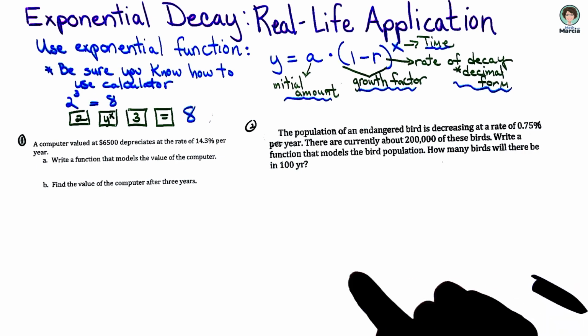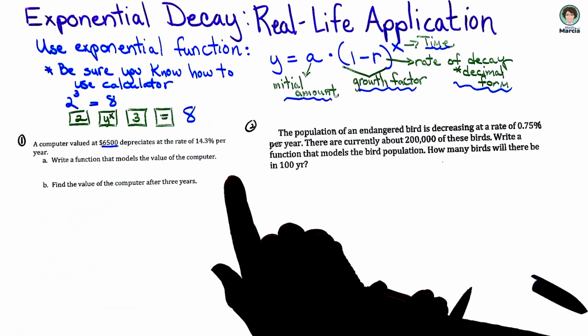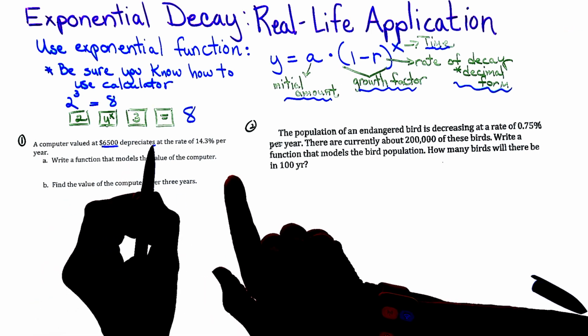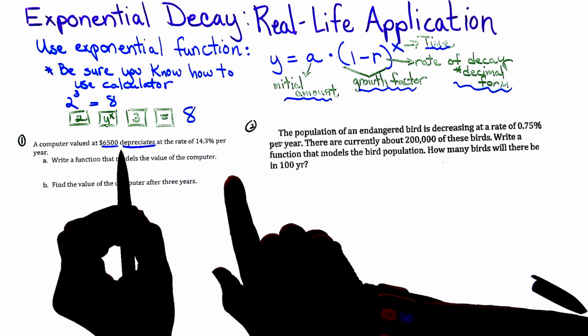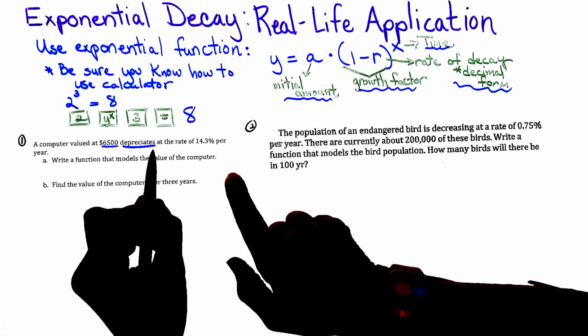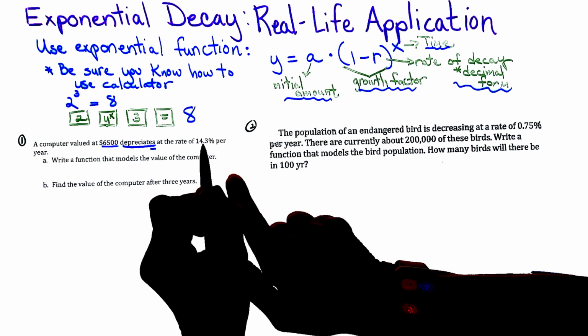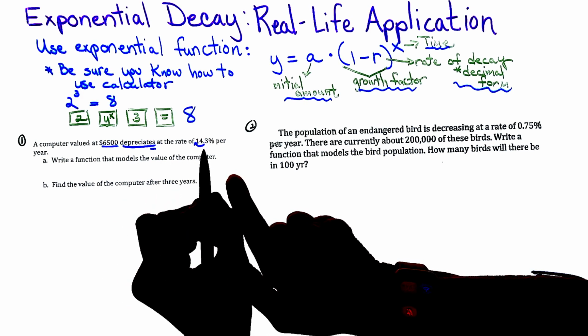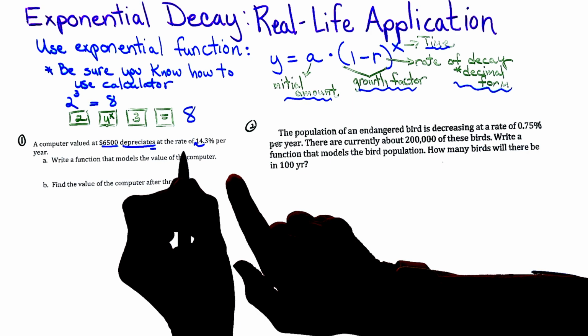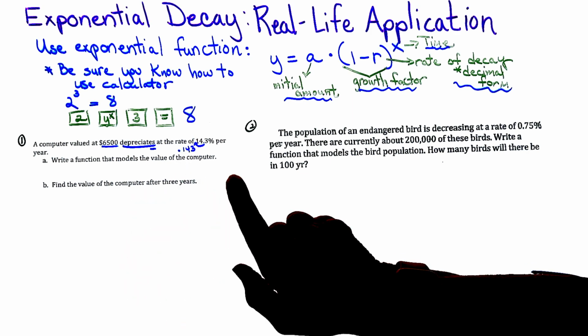I have a computer, and when I buy it, it is $6,500. This depreciates tells me that it is going to be a decay. I am going to need to subtract. The rate, remember, must be in decimal form, so we are going to move this over, and it's going to be 0.143.